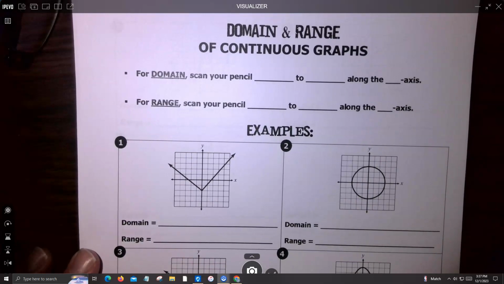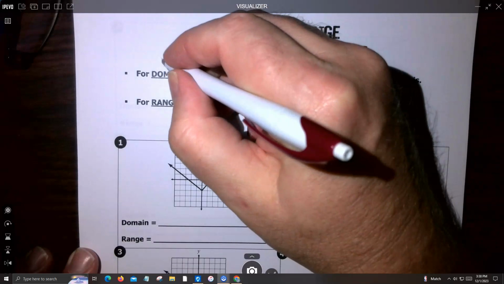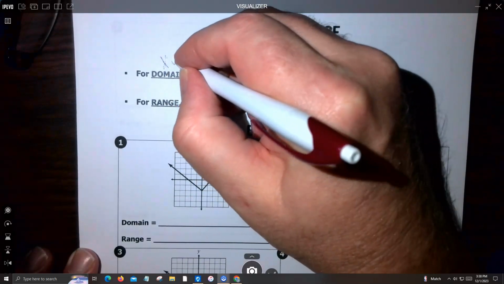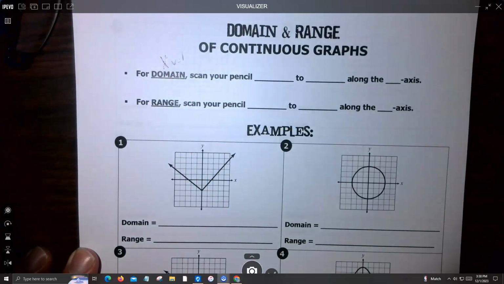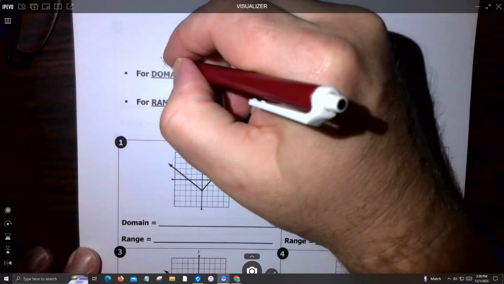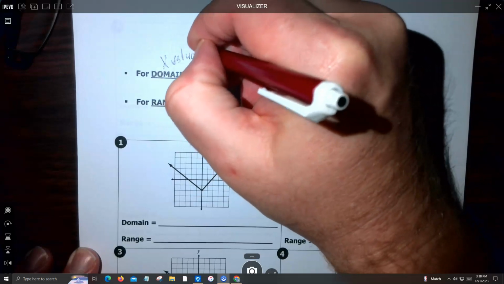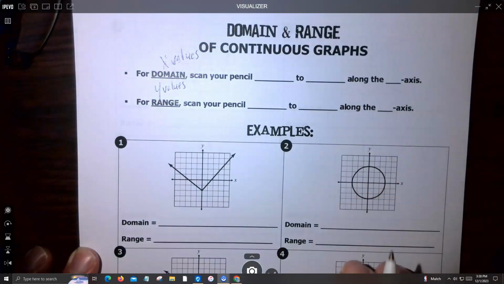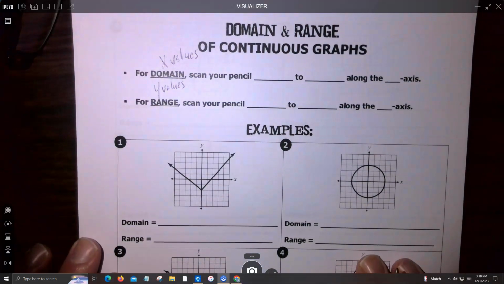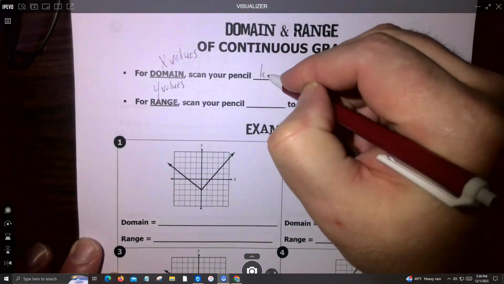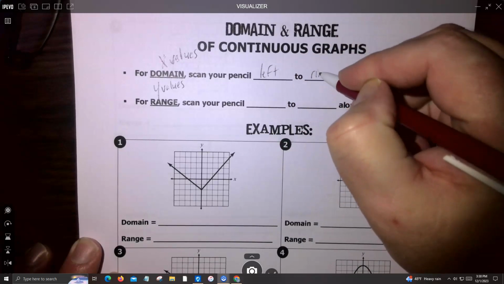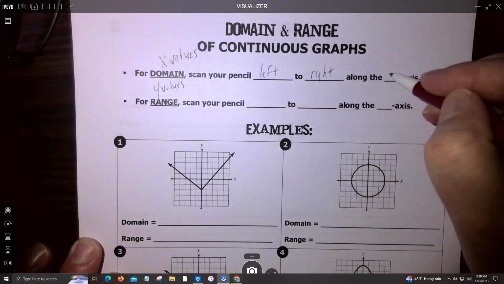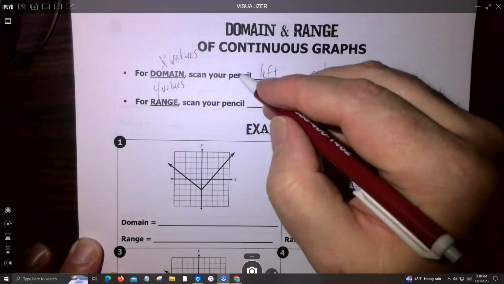So the first thing you're going to do, again, is for the domain, remember those are your x values, and your range are your y values. All right, so do your x values. We're going to scan your pencil from left to right on the graphs along the x-axis.